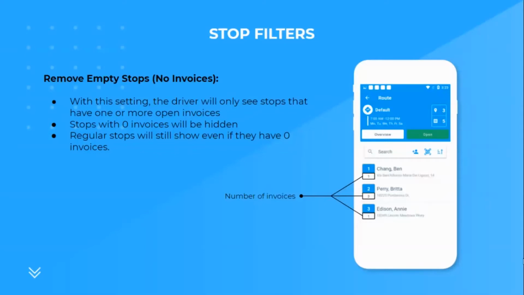Now, as you can see on your screen on the right side, there's a picture. There are also numbers on the left, at the bottom part, that indicate the number of invoices. There are no zeros there. However, there are instances where some customers want to be visited even if they don't have an invoice. So if they were added as a regular stop, then we will see zero invoices here, and that's only for regular stops.